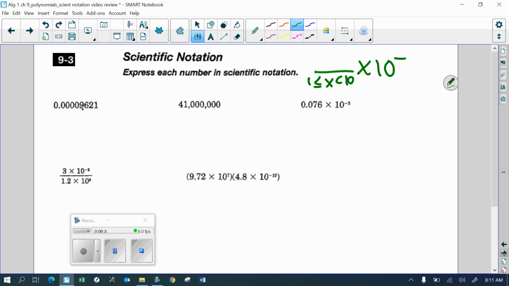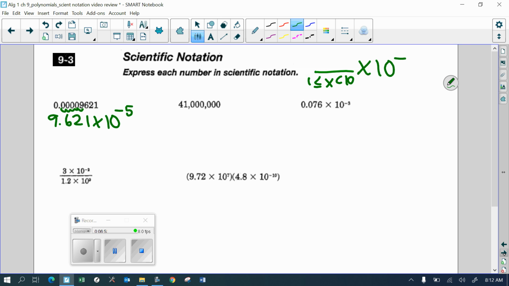That's between 1 and 10. So 9.621 times 10 to what power? Now I have to ask myself, how many places do I have to move it to get back to its original spot? 1, 2, 3, 4, 5 places to the left. Going left is negative. So if I type that in my calculator, I would get that answer.